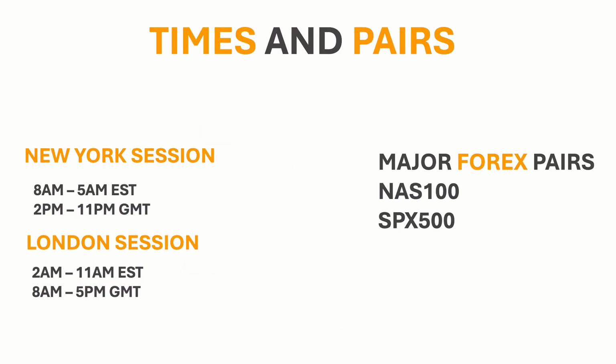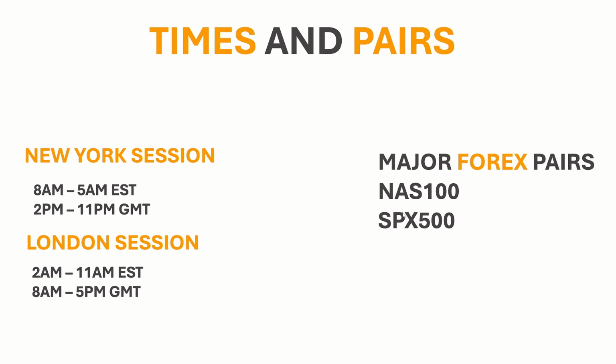So, times and pairs for Turtle Soup. It doesn't really have any specific pairs or times that you should be trading. However, from my back testing, what I recommend is you only trade the New York session and London session for this strategy. And for pairs, you can trade any of the major Forex pairs. That's what I back tested, and it works on most of them. For indices, you could trade NAS 100 or SPX 500. From my back testing, these also do work.